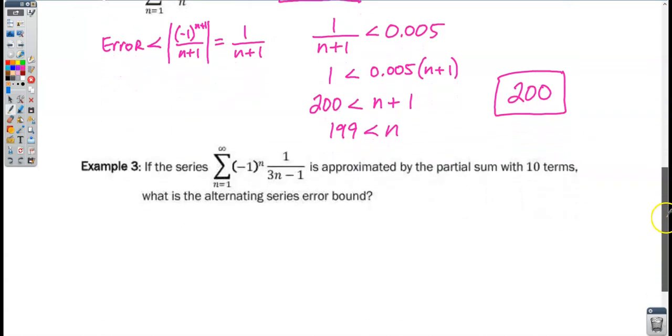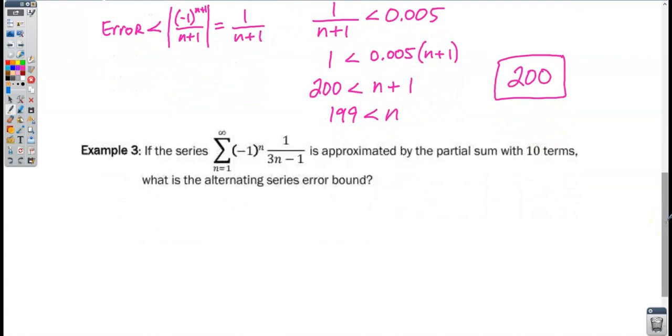All right, example 3. If the series sum from 1 to infinity of -1 to the n times 1 over 3n minus 1 is approximated by the partial sum with 10 terms, what is the alternating series error bound? Okay, the error, since we're using 10 terms, is going to be less than the absolute value of the 11th term. So it's going to be less than -1 to the 11th over 3 times 11 minus 1.